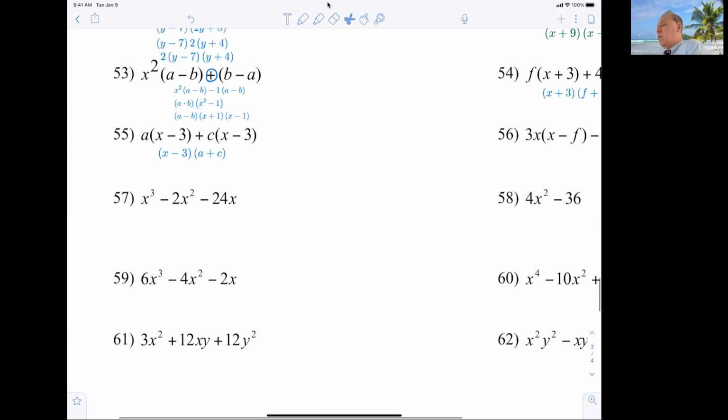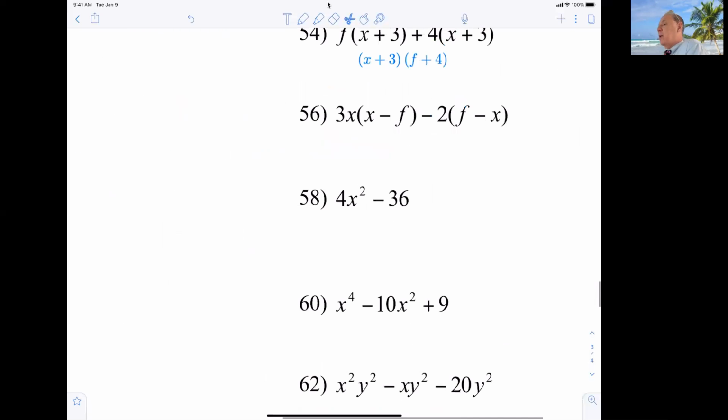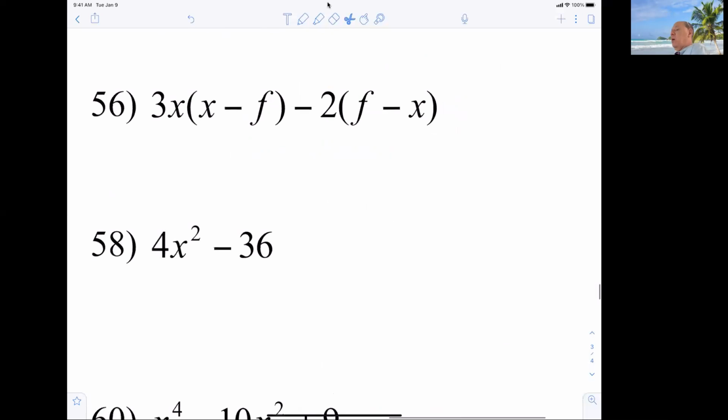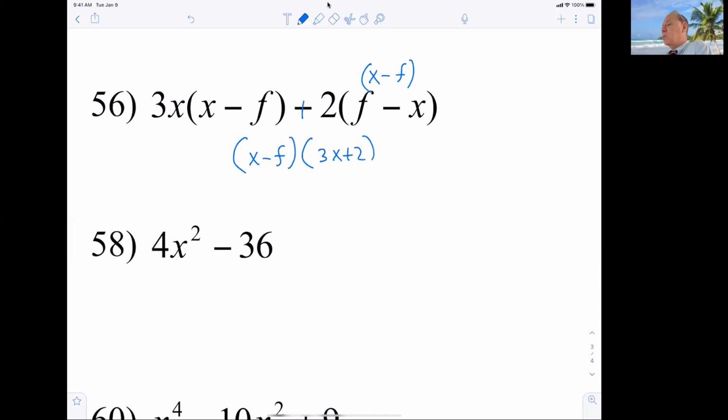Thank you. So now let's do 56. Now, as you recall, it is not x minus f and then f minus x. So we just have to, yeah, you're just factoring out a -1. This becomes a +2. And then this becomes now x minus f. All right. So as we're factoring that, we know it just factors to x minus f times 3x plus 2.